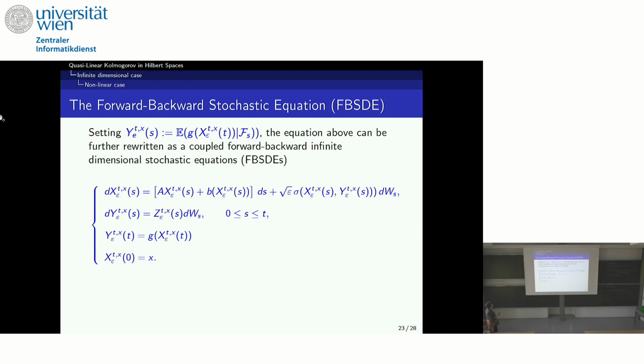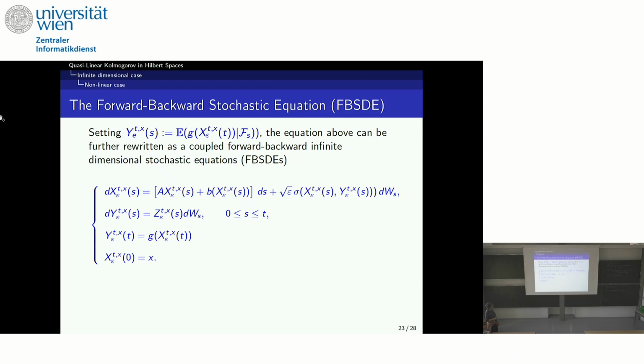Why did I do that? Because there is a mistake. I'm sorry, this should be an epsilon. Because if I set y epsilon as the conditional expectation of the final datum evaluated in the SDE at time t, then this becomes a process, because here the s depends on the conditional expectation. And then it is possible to prove that x epsilon and y epsilon together solve, at least heuristically, the so-called forward-backward infinite-dimensional stochastic equation. So here you can recognize our SDE related to the Kolmogorov equation, because this term here is exactly the conditional expectation of the final datum.